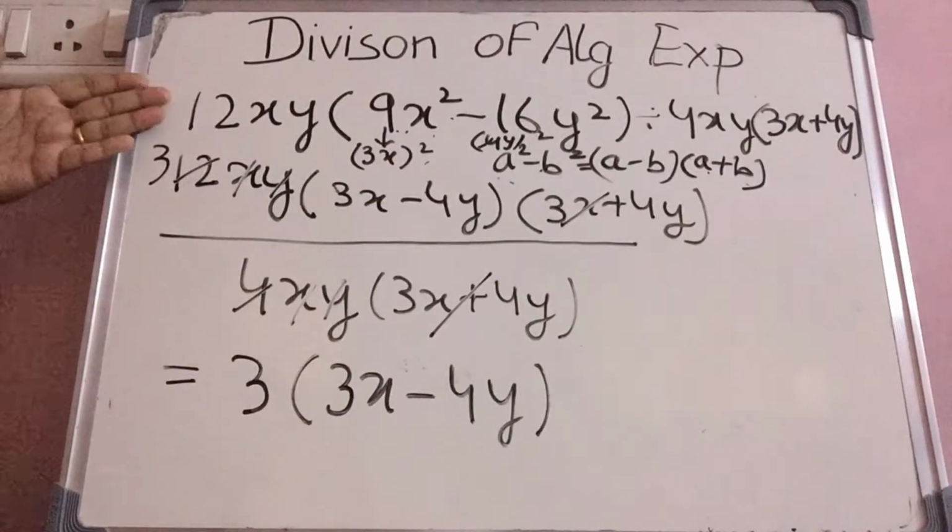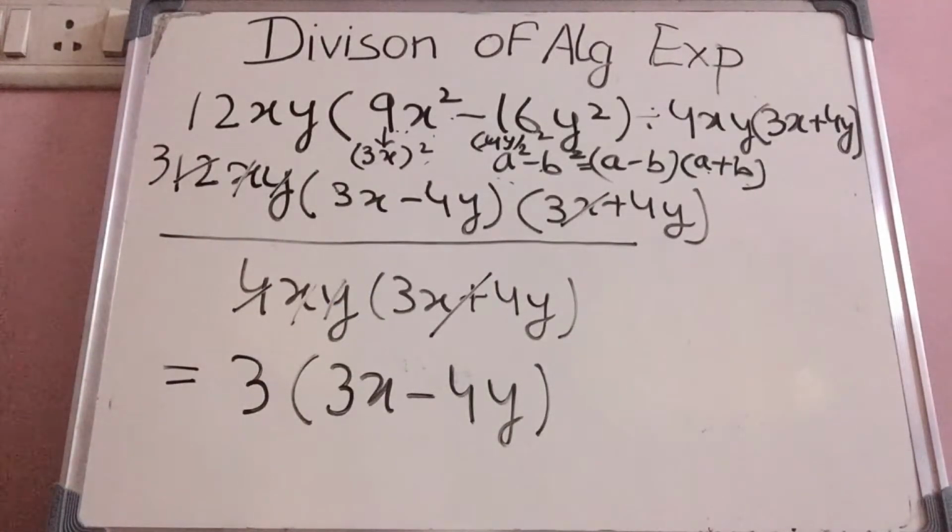You see, this was such a long question and we did it in 2 steps only. So you have to just find out which identity to use or how you have to factorize the expression, and then you have to cancel out the common terms from numerator and denominator.